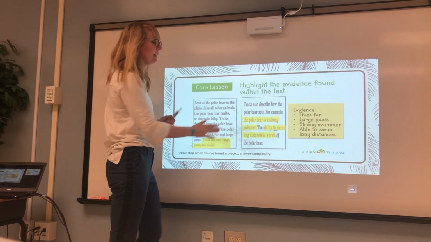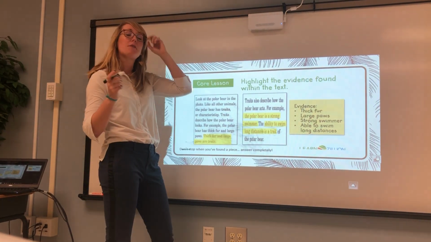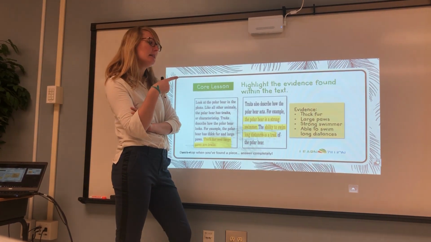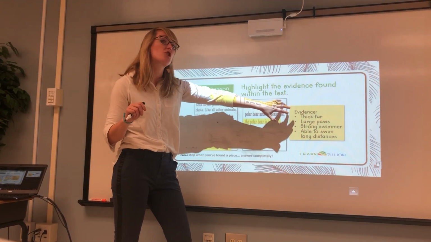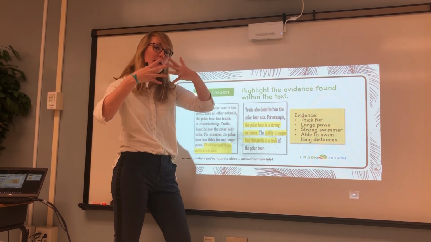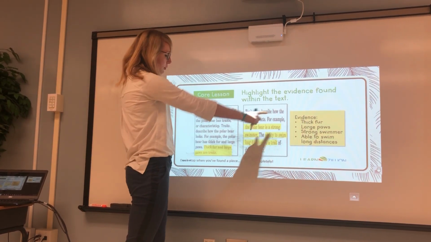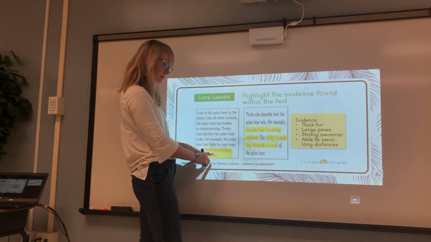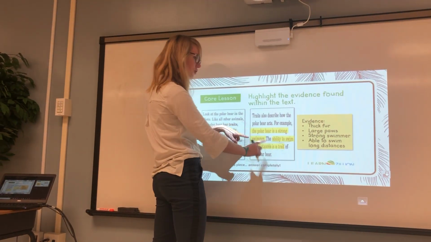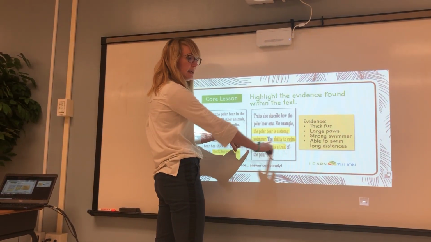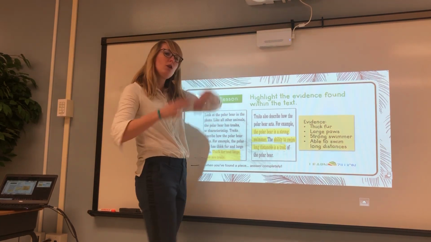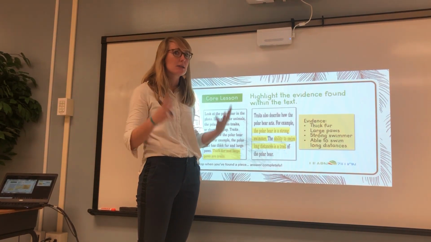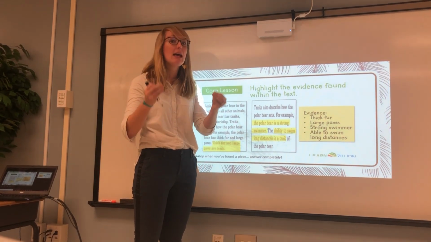Here I can see it highlighted, but as you saw, I was underlining, for those of you who do not have it. Now, not only do I need to highlight that evidence, but I might need to sticky note or jot down some of that evidence so I can put it together later. So here, I've pulled out what's important. Thick fur, large paws, strong swimmer, able to swim long distances. I pull out all that important information and evidence so that I can later answer the question specifically and completely.